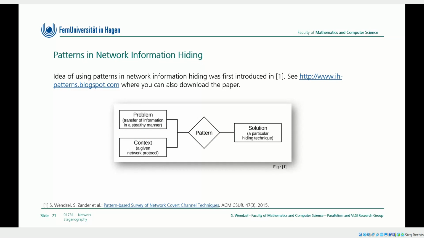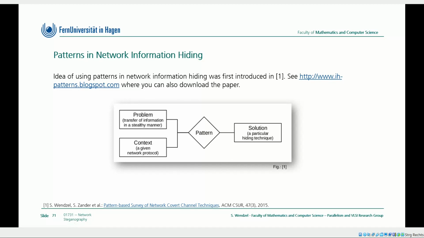In general, we would say that, as mentioned, the pattern is a solution to a recurring problem in a given context. And one could say that the solution for our problem would be a hiding pattern. So the problem would be we want to transfer information in a stealthy manner. The problem could even be more specific here. And the context could be a given network protocol, for instance. And then the solution is a particular hiding technique. However, this is not kept as the core idea over the years, because patterns were described in a way that they actually are not protocol specific.